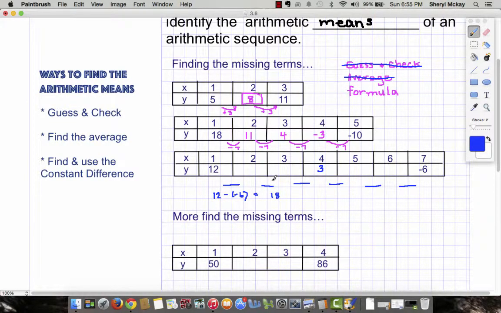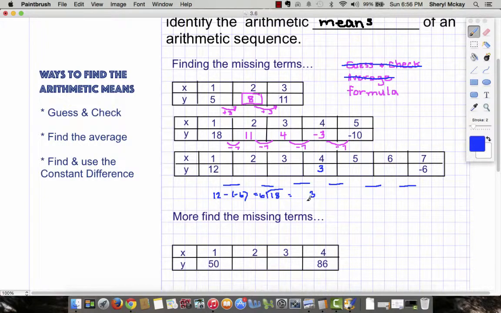spots or points, because I would have to go from 12 to 0 is 12, and then from 0 to -6 is another 6. So 18 spots on the number line is how far I'm going to have to go from 12 to -6. Well, that means that I'm going to have to divide up those 18, that difference between the 12 and the -6. I'm going to have to divide that into 6 even amounts. So if I took 18 and I divided it by 6, that would give me 3.